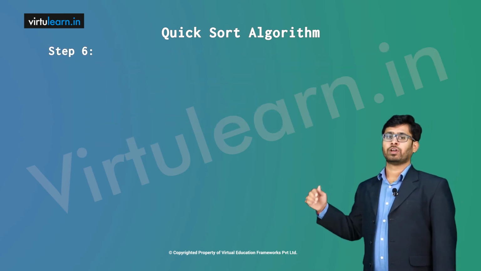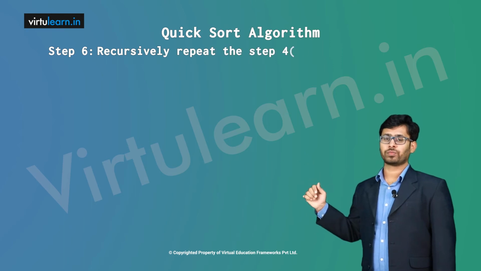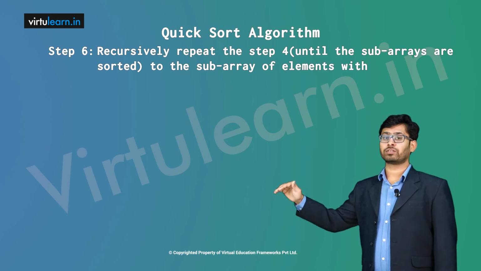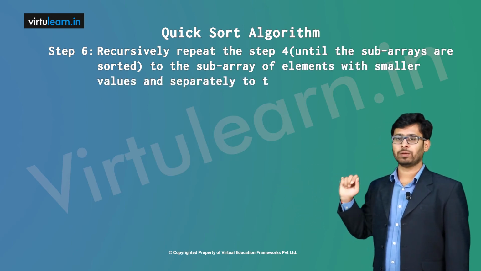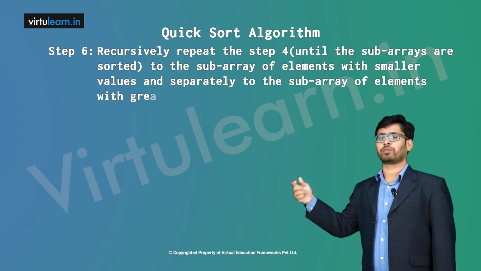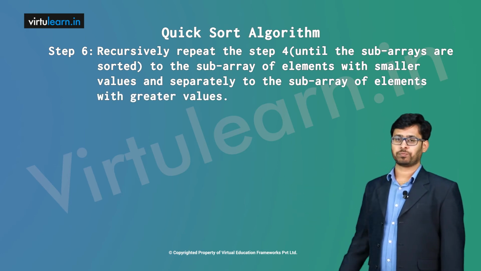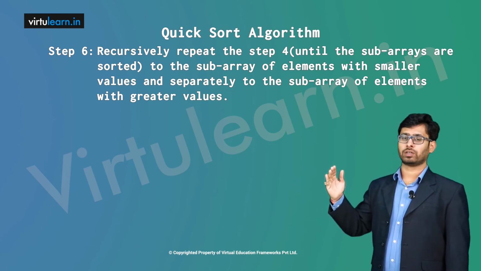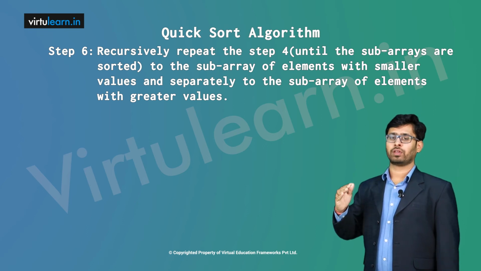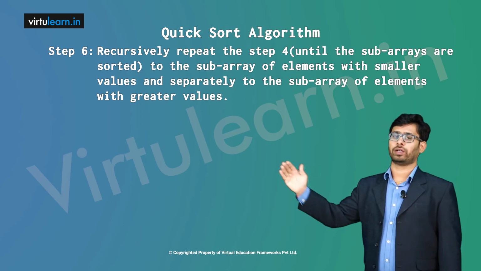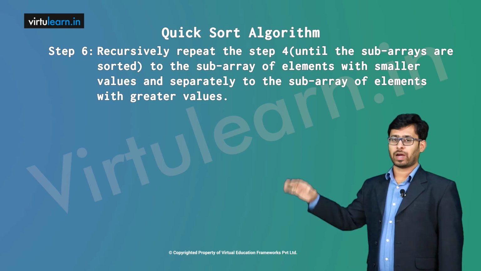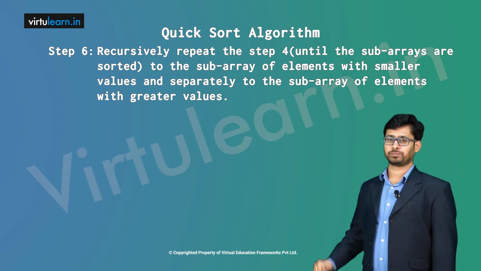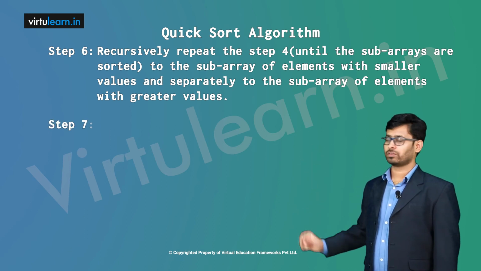Step 6. Recursively repeat step 4 until the subarrays are sorted, applying it to the subarray of elements with smaller values separately and to the subarray of elements with greater values in the other array. So there are two subarrays, with elements smaller than the pivot at one end and values greater than the pivot at the other end. By doing this process, you will get the elements in the sorted position. The last step is stop.